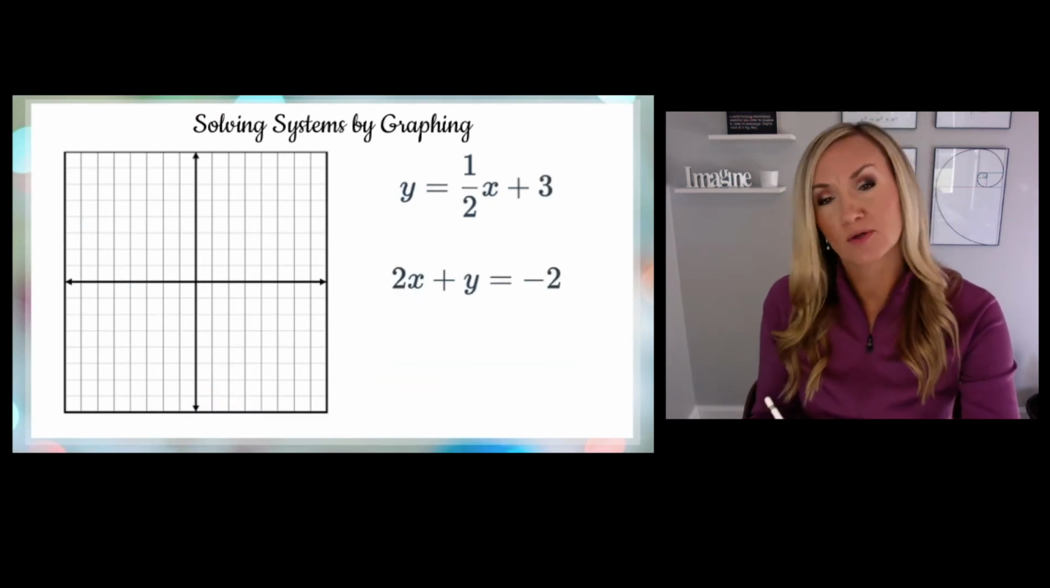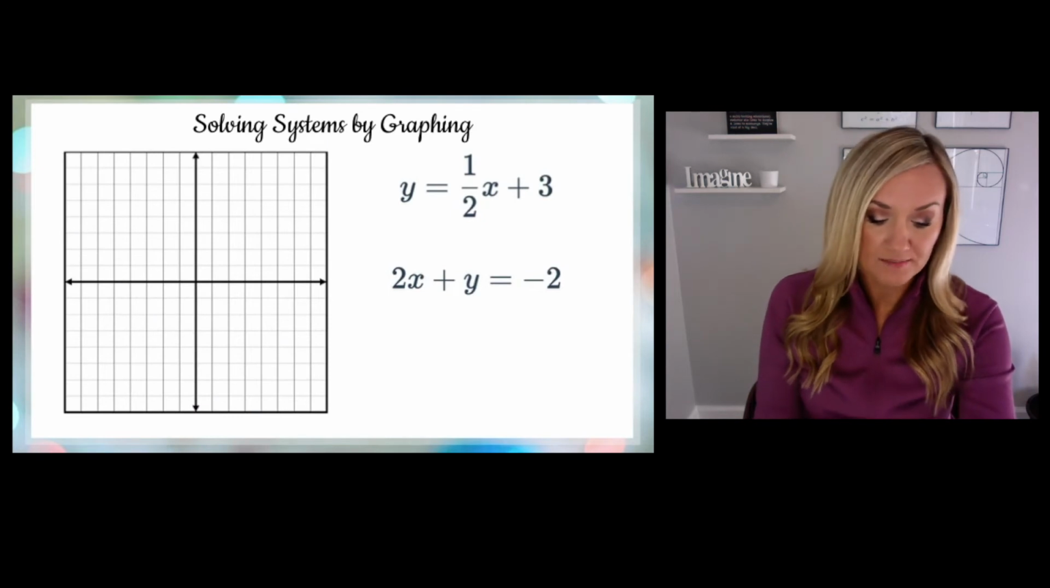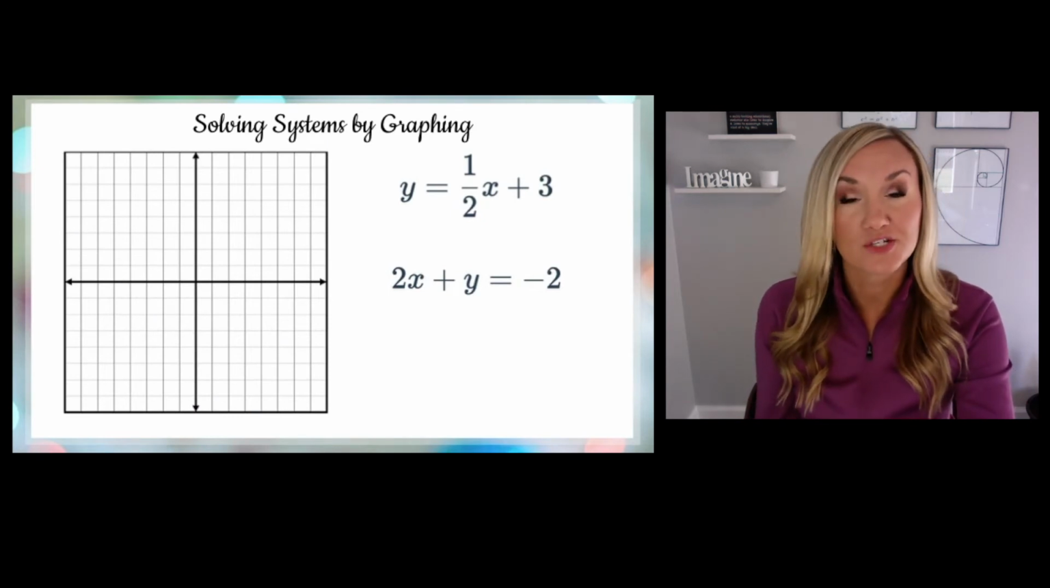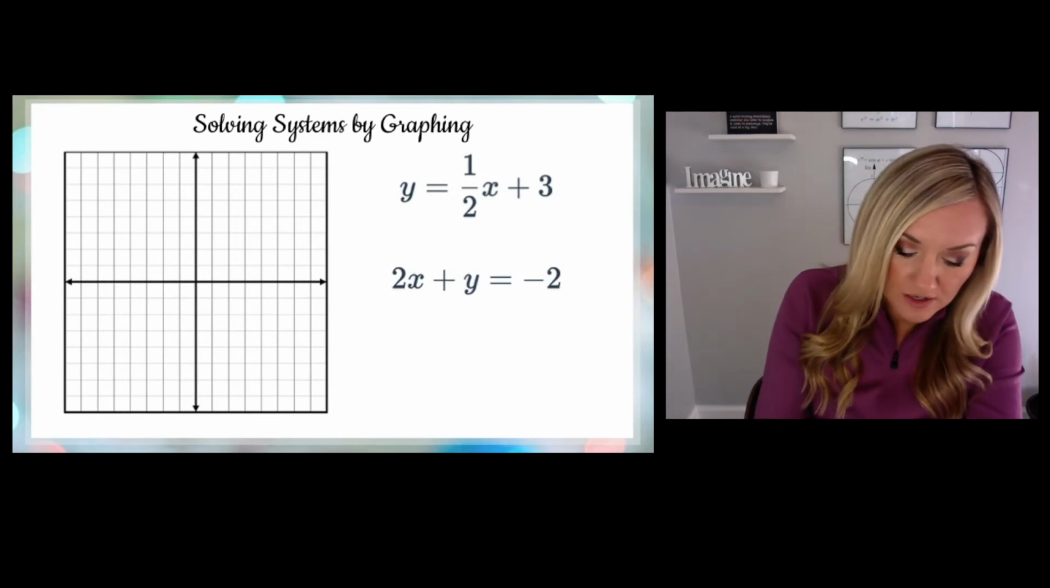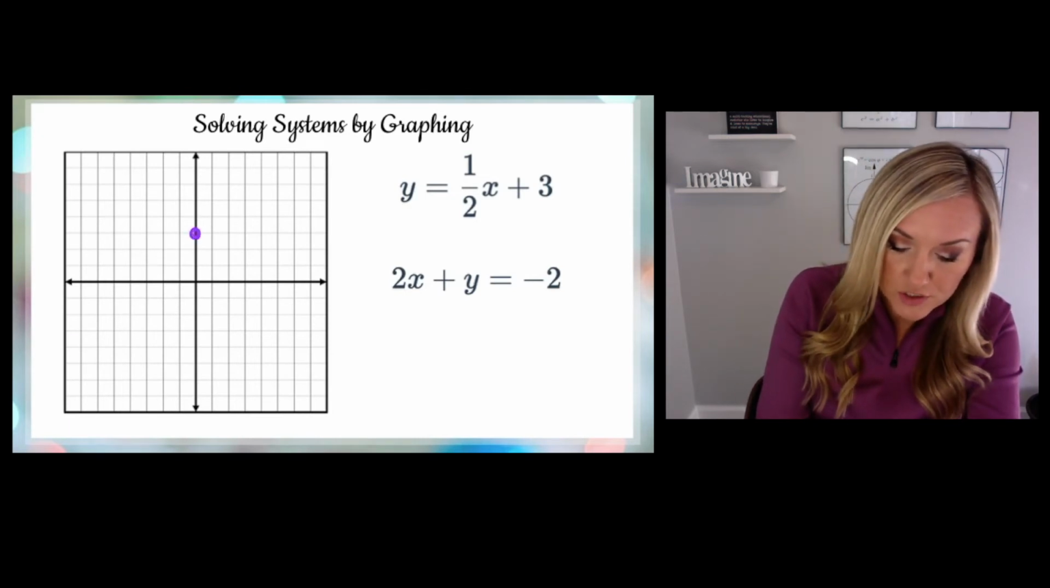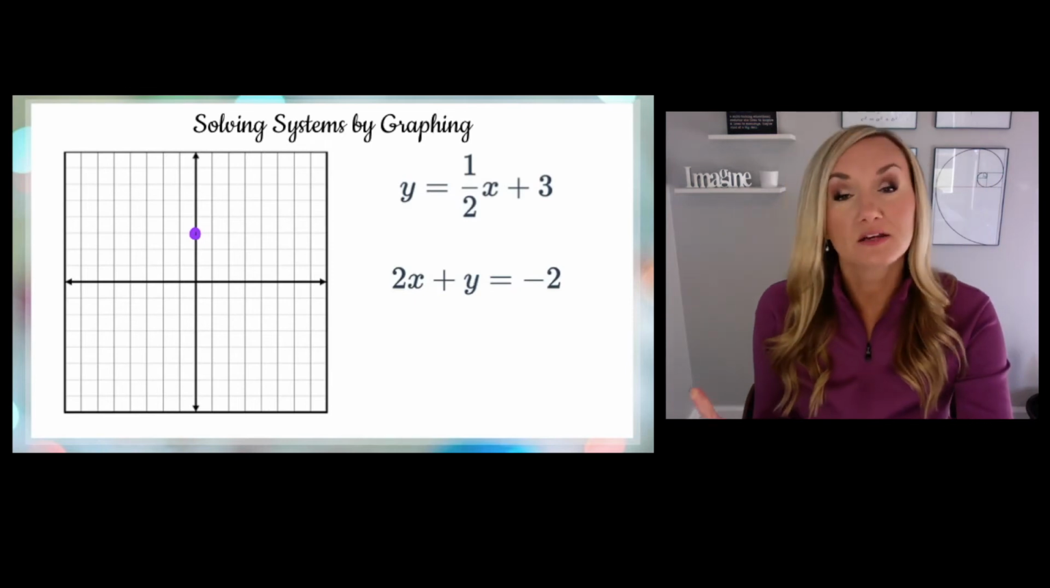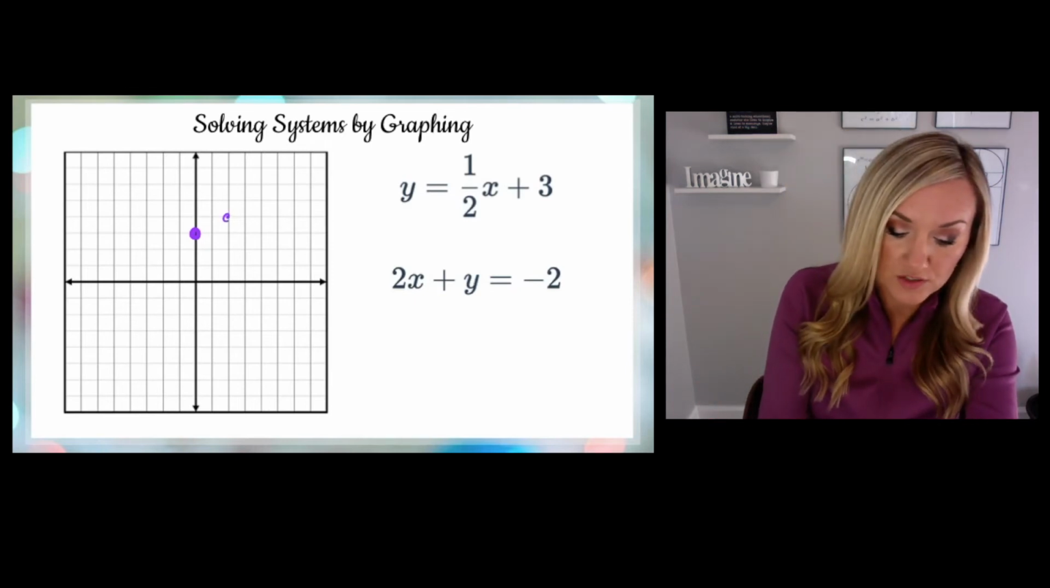Let's go ahead and take a look at another one. The first thing I'm going to do is recognize that the first equation is written in slope-intercept form, so I'm going to graph that equation. I'm going to go up 3, 1, 2, 3, and place my first point. That's a +1/2 slope, so I'm going to go up 1 and to the right 2, up 1 and to the right 2, and continue across the graph.